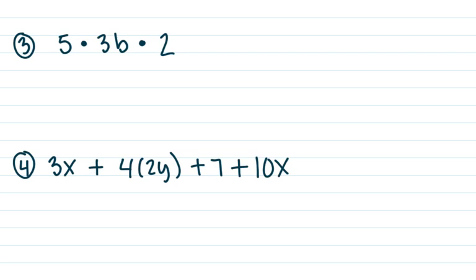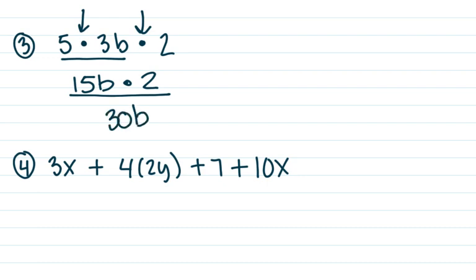And so here on number 3, because I have these multiplication signs, everything is going to be combined together. So we're going to start off by multiplying 5 times 3b. That's going to be 15b. And then don't forget you have times 2. So 15b times 2 is a grand total of 30 b's there. So 30 b's.